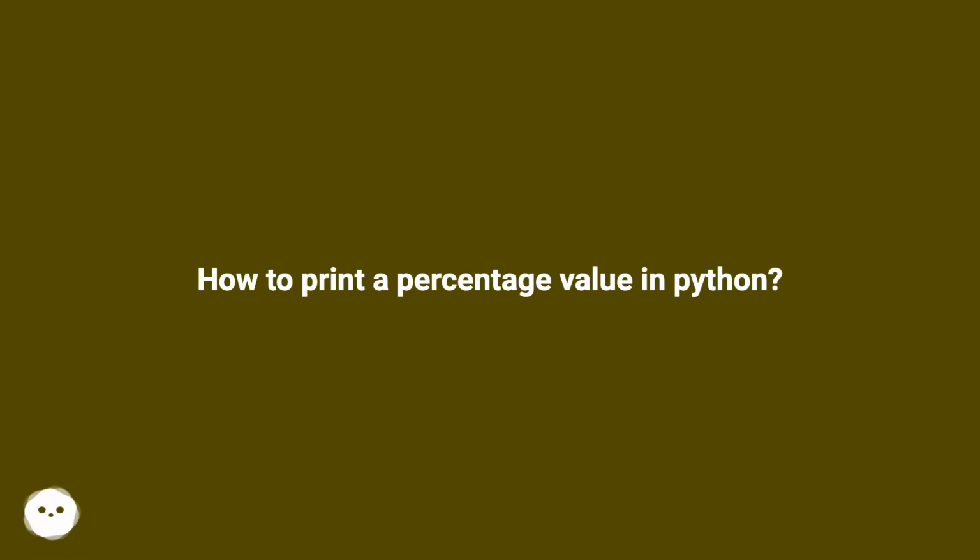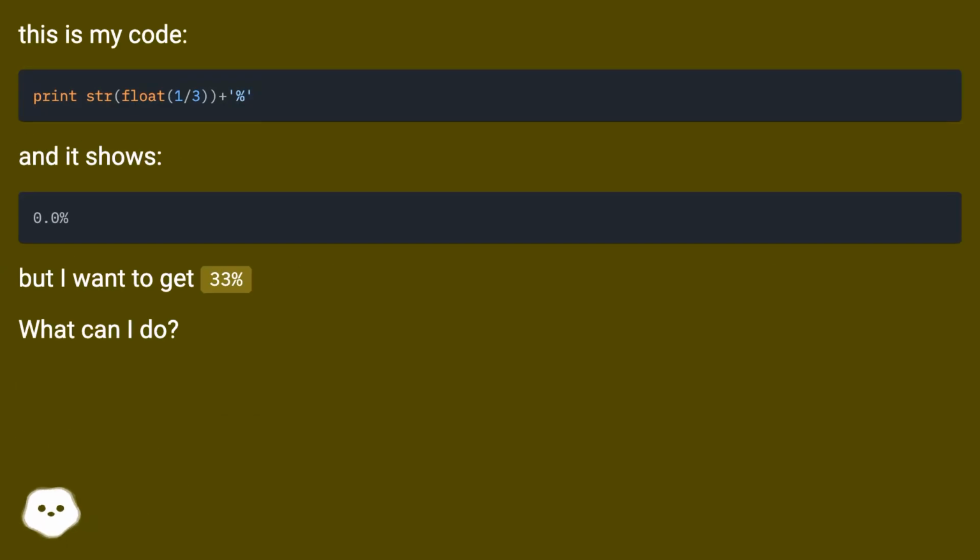How to print a percentage value in Python. This is my code, and it shows this. But I want to get 33%. What can I do?